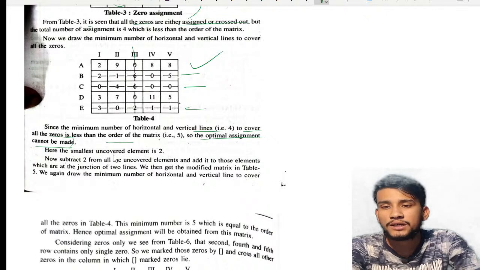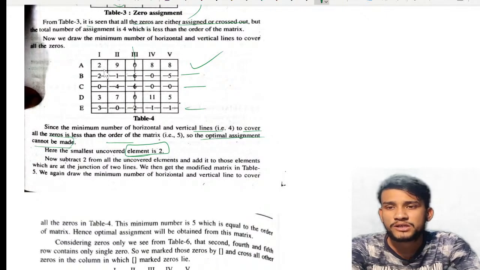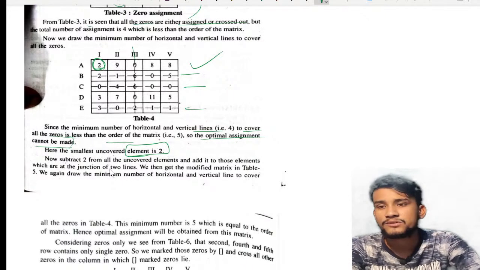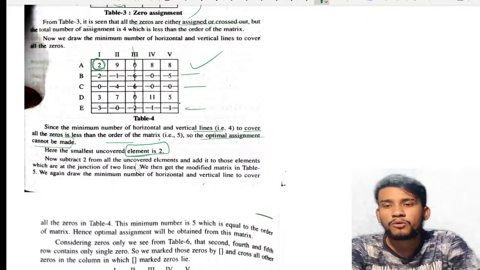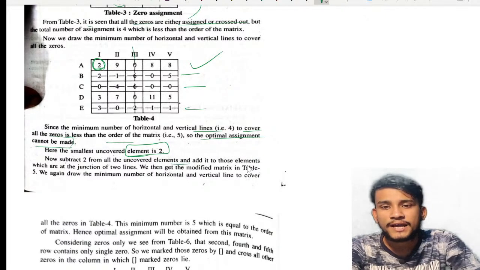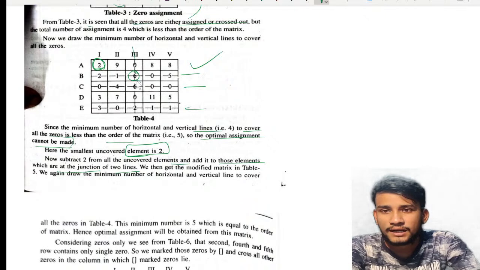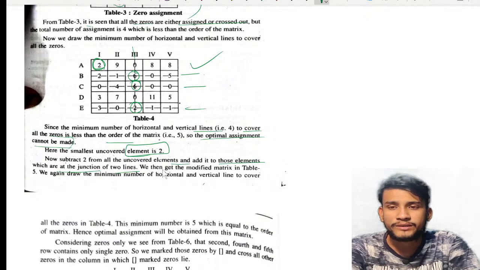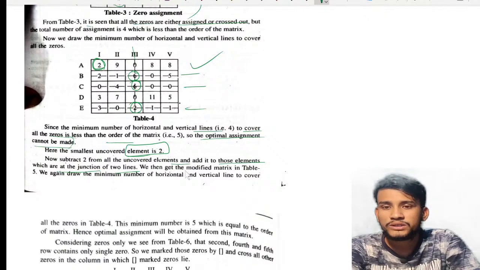Okay, here the smallest uncovered element is 2. This is the next process. This 2 is the minimum element from all the uncovered elements. Therefore we subtract 2 from all the uncovered elements and add it to those elements which are at the junction of 2 lines. So this means we add here and add here, and from all the remaining elements 2 will be subtracted. Okay, so we then get the modified matrix in table 5.